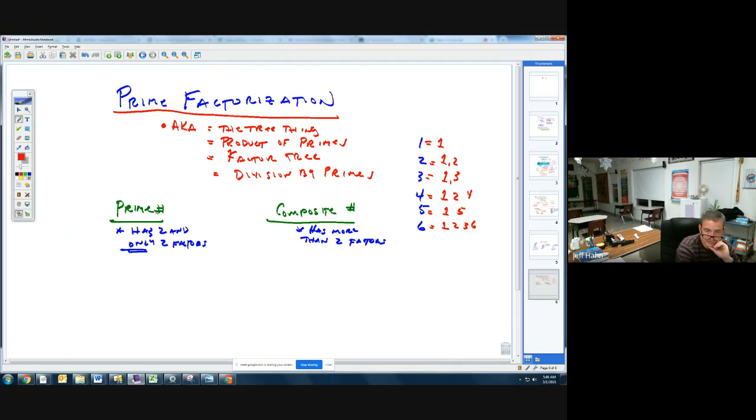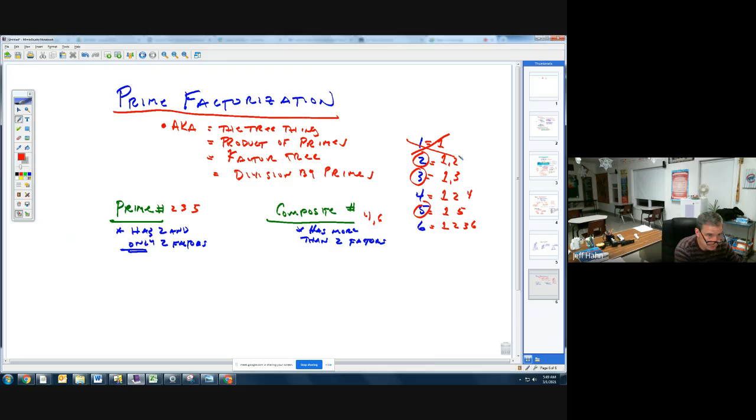So the only ones that would be prime numbers are the ones that have exactly 2 factors. So 2 would be prime, 3 would be prime, and 5 would be prime of those numbers. Composite numbers would be 4 and 6. And just as an FYI, number 1 is neither prime nor composite. It only has 1 factor, and it doesn't fit either category there.